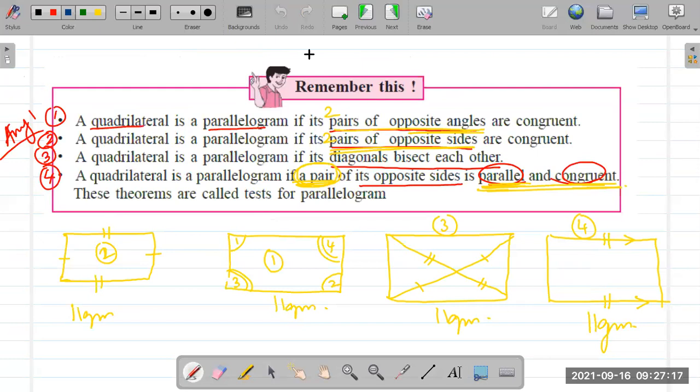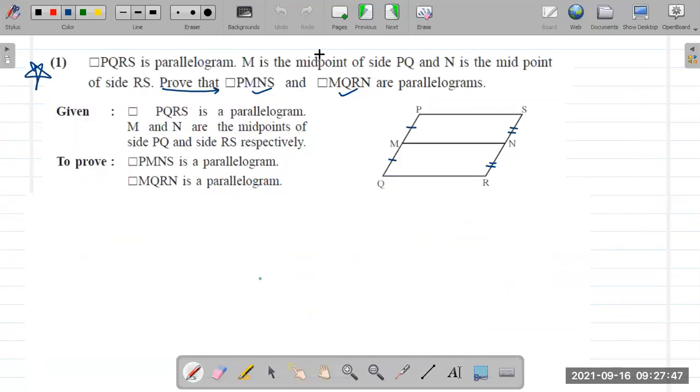And I'll tell you one trick. Most of the time you're going to use the fourth property. In case there is something in the diagram related to the diagonals, and you see that the diagonals bisect each other, then the third property. If you see something related to the angles, then the first property. So it depends. You need to do a lot of practice and remember the properties nicely so that it becomes very easy to identify which property to use.